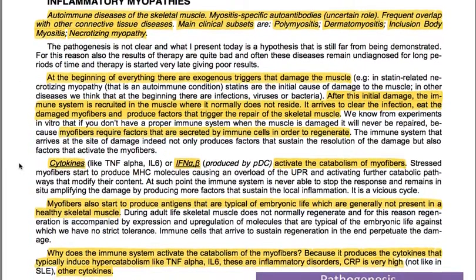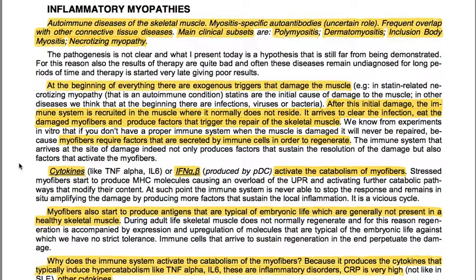Inflammatory myopathies. They are autoimmune diseases of the skeletal muscle. Myositis-specific autoantibodies have an uncertain role. There is a frequent overlap with other connective tissue diseases. The main clinical subsets are polymyositis, dermatomyositis, inclusion body myositis, and necrotizing myopathy. Pathogenesis is not clear, and what I present today is a hypothesis that is still far from being demonstrated. For this reason, also the results of therapy are quite bad, and often these diseases remain undiagnosed for long periods of time, and therapy starts very late, giving poor results.